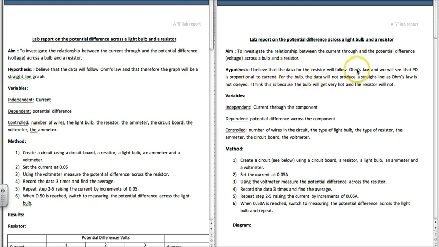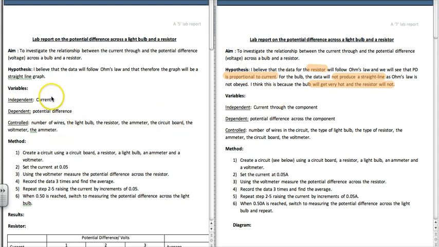I believe the data for the resistor will follow Ohm's law, and it will see that the PD is proportional to the current. For the bulb, the data will not produce a straight line as Ohm's law is not obeyed. I think this is because the bulb will get very hot and the resistor will not. So there's a lot more detail there. There's some reasons. "I think this is because" is a very good phrase to include in a hypothesis. It's showing that you're thinking about the reasons behind your suggestion for the outcome, your hypothesis.